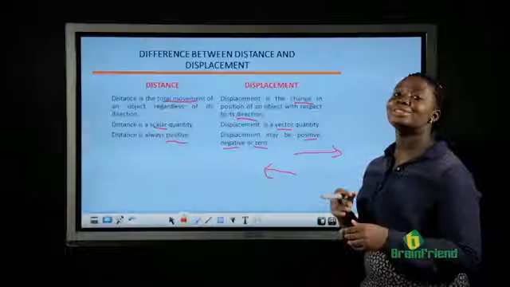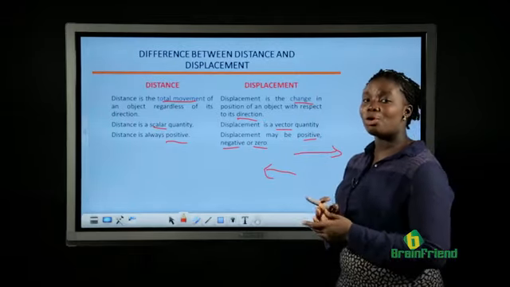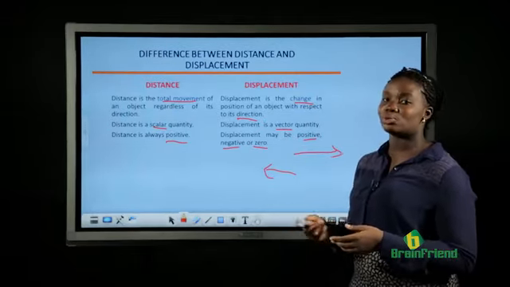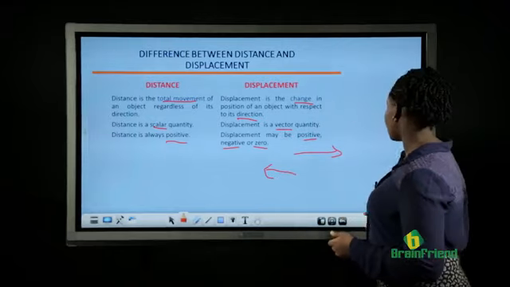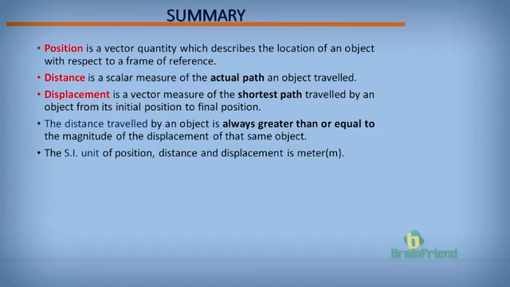It can never be negative because it's a summation of the length or the path taken to get to his destination. Now, in summary, let's have a look at what we learned so far. We said position is a vector quantity which describes the location of an object with respect to a frame of reference. And distance is a scalar measure of the actual path an object traveled.